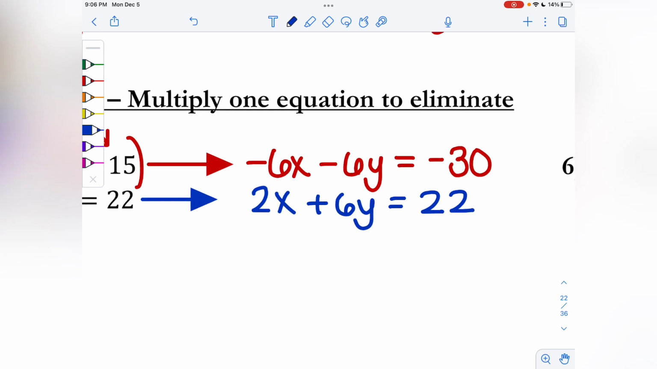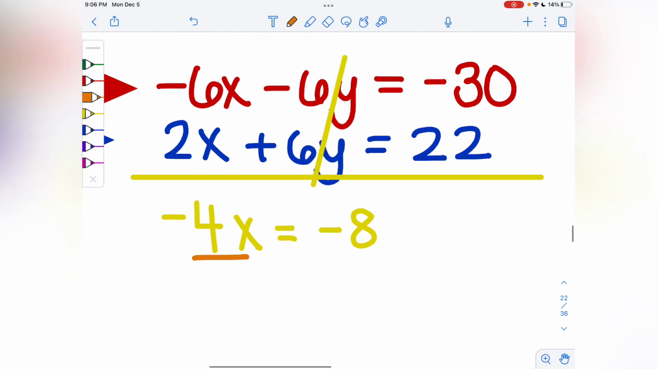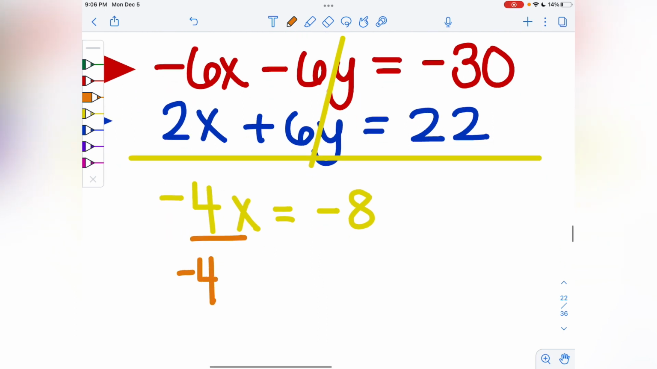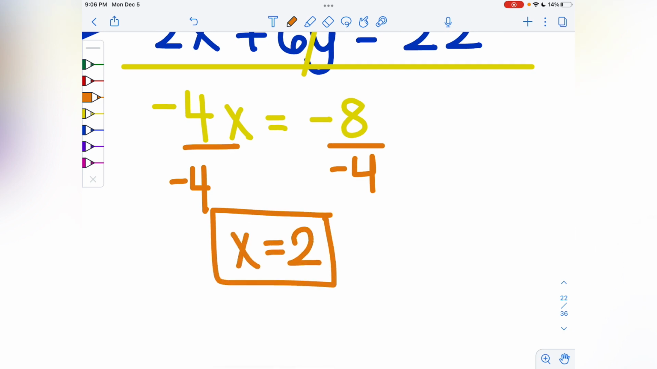And notice now my y's are going to be able to cancel out. I have a positive 6y and a -6y, which cancel. So I end up with -4x equals -8. Divide both sides by -4. And we get x equals +2. So that's one of my answers.